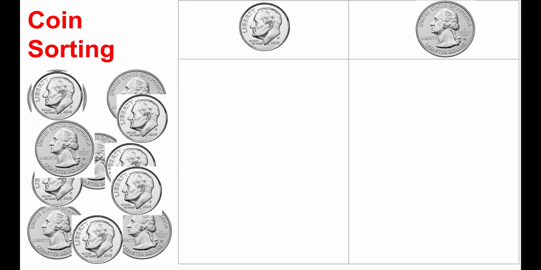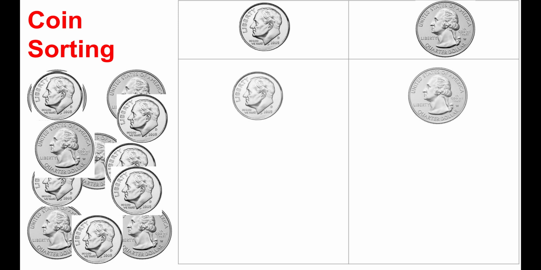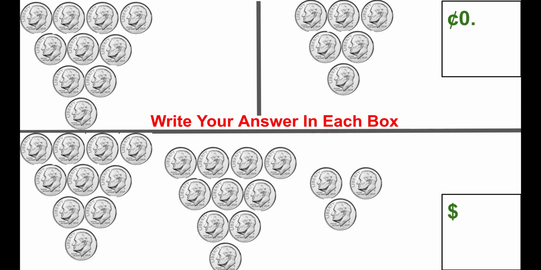So the first step, coin sorting. So you're going to drag the coins into the appropriate column. So here's just a little example. The next slide, you're going to add dimes together. So there's 1, 2, 3 problems. I did the first one for you. So you have a stack of 1, 2, 3, 4, 5, 6, 7, 8, 9, 10 dimes equals $1. All right, so write your answers in the box.